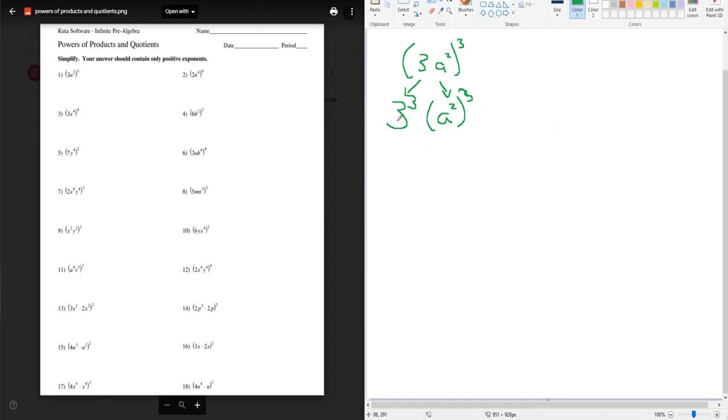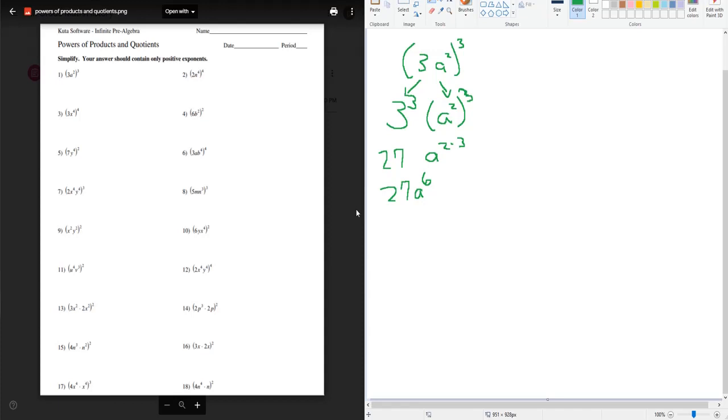So here, 3 to the 3 comes out to 27. And then here, a to the 2 to the 3. Remember, when you have an exponent to an exponent, you're supposed to multiply. So that's a to the 2 times 3. That's 27 a to the 6th. Okay, I did them separately, and I put them back together at the end.